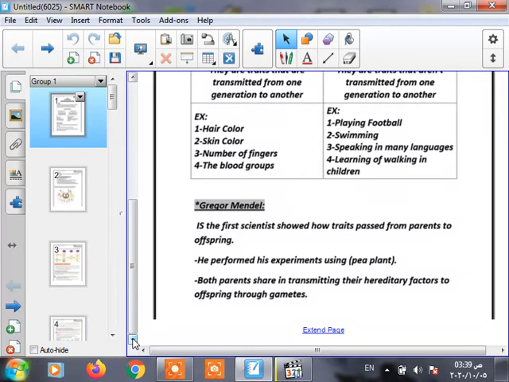Why did Mendel choose especially the pea plant? Because the pea plant is an easy plant and it grows fast. So when he planted peas, they grew fast, so its life cycle is short. And the flower is hermaphrodite, so it can self-pollinate. What's the meaning of hermaphrodite?